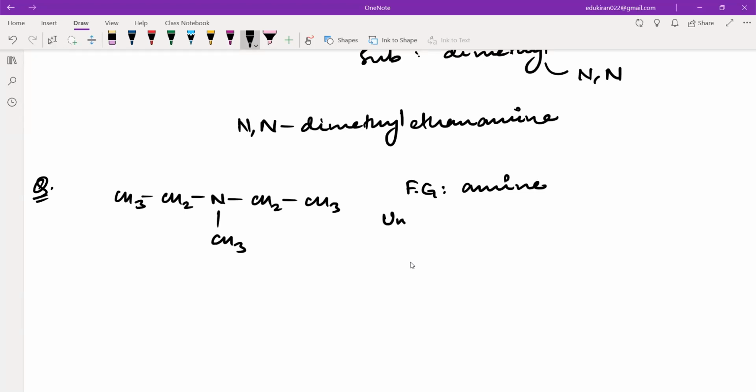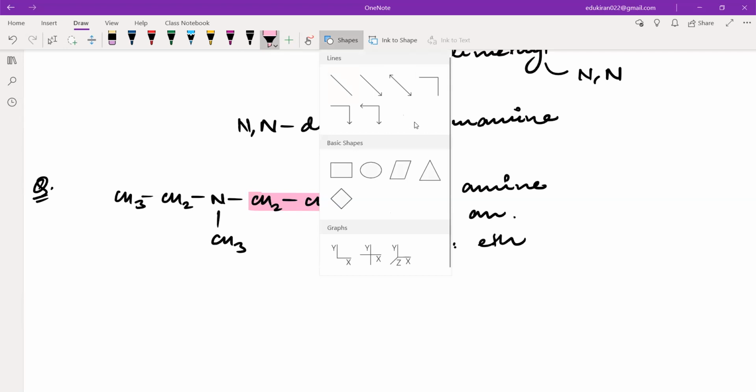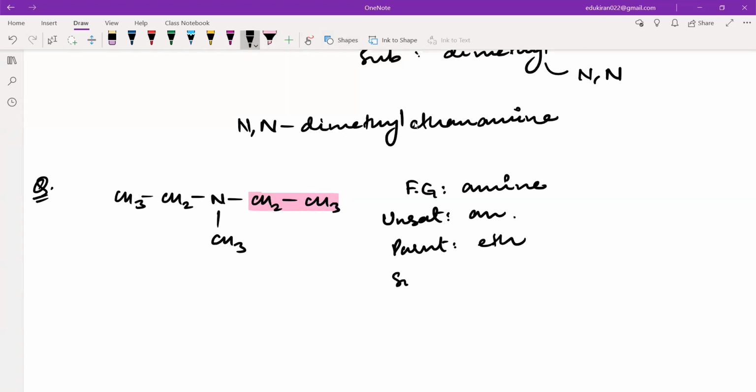Then tell me the unsaturation. AN, EN, or YN? AN. AN, very good. Parent. Parent will be what? So now you have Eth, right? It will be Eth. So you are choosing one of these. Let us say that this is the chosen parent. That means we have now the substituent. Let us write about substituent.